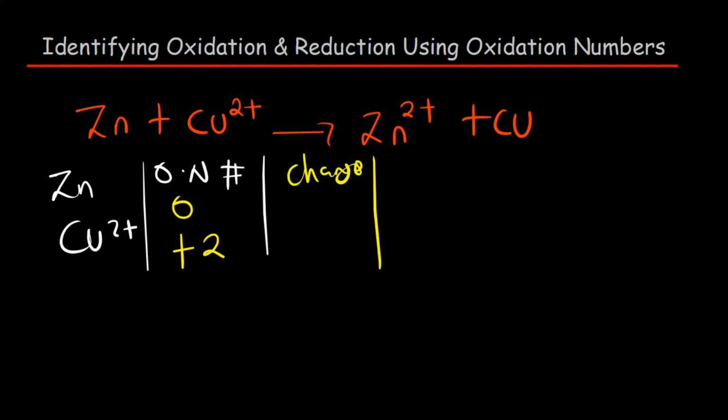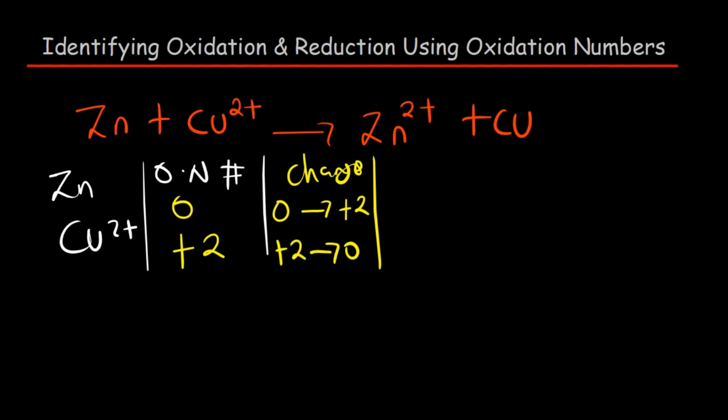Zinc, let's start with zinc. Initially zinc is 0, but now it has gone to zinc 2 plus. So what is the change? The change is from 0 to plus 2. We come to copper 2 plus. It is 2 plus here, but now it has gone to copper metal. As long as it's a metal, it has an oxidation number of 0. So it has moved from plus 2 to 0.